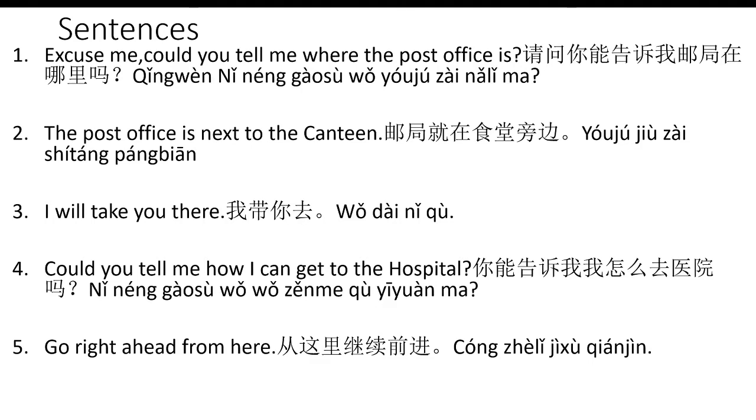Number 4, could you tell me how I can get to the hospital? 你能告诉我怎么去医院吗? 你 is you. Neng is can you, Gaosu is tell, Wo is me, Zenme is how, Qu is go, Yiyuan is hospital, and Ma is a question word. Number 5, go right ahead from here. Cong, 这里, 继续前进. Cong is from, 这里 is here, 继续 is continue or ahead. 前进 is also ahead. So go right ahead from here.